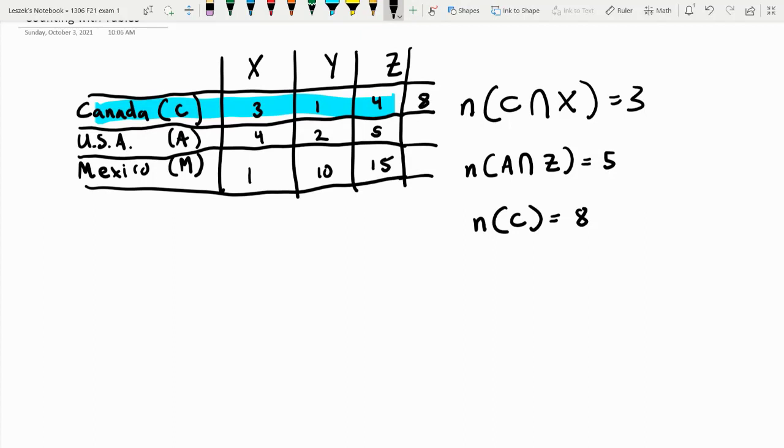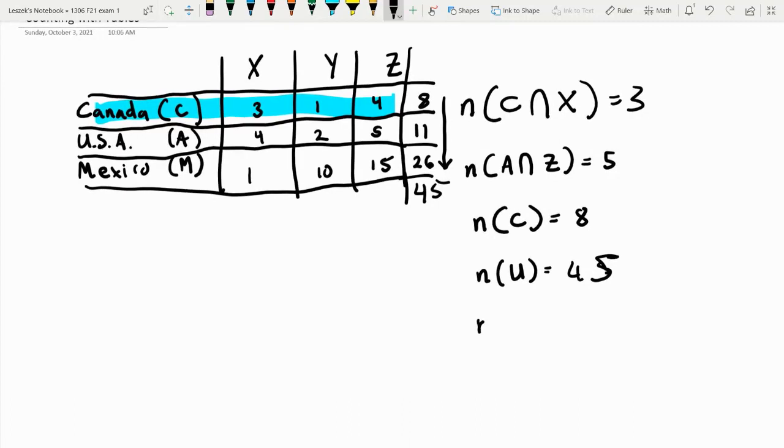So likewise, the number of Americans would be 4 plus 2 plus 5. And the number of Mexicans would be 26, yeah? And then how many total people, so the number of people in this survey being our universal set, yeah? Well, you can just add up all the numbers in the grid, or you can do the same thing as just do the column total here, right? So this is 19 plus 26, which is indeed 45.